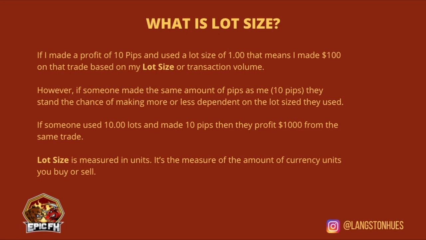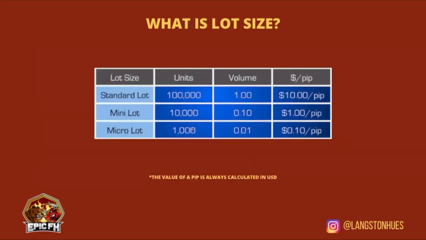However, if someone made the same amount of pips as me, they stand a chance of making more or less depending on the lot size they use. If someone used 10.00 lots and made 10 pips, then they profited $1,000 from the same trade. Lot size is measured in units. It's the measurement of the amount of currency units you buy or sell. So the number of currency units you buy or sell is a lot size. The 3 most popular are standard, mini, and micro.